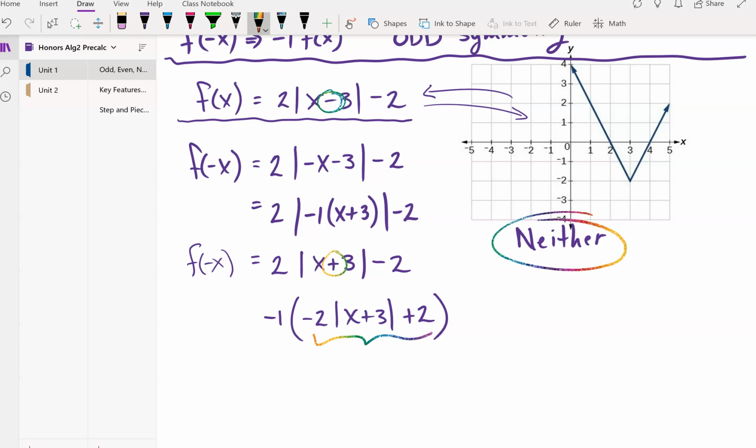So there's kind of the lowdown on how to classify your graphs in terms of their symmetry as odd, even, or neither. All right, see you in the next video, guys.